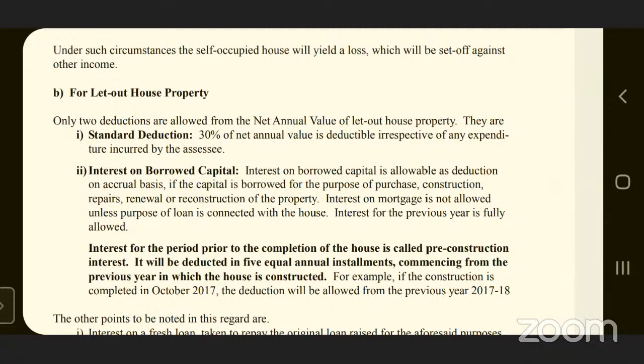So it is allowable as deduction on accrual basis. Means whether we already paid or yet to be paid later, even then it will be allowed as deduction. But whereas in the case of municipal taxes, when we actually pay to the municipal authorities, then only you will be getting the deduction. So this is the difference between standard deduction and interest on borrowed capital. Here it is on accrual basis, there it is cash basis.